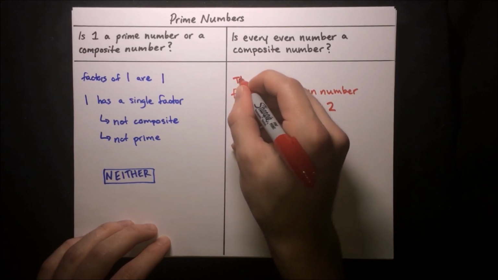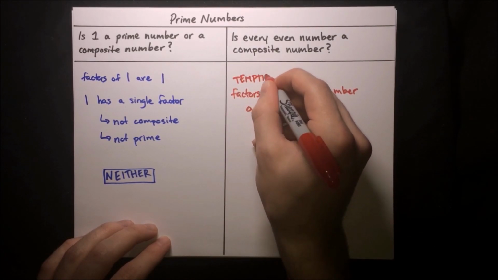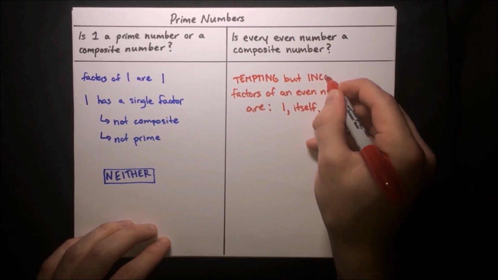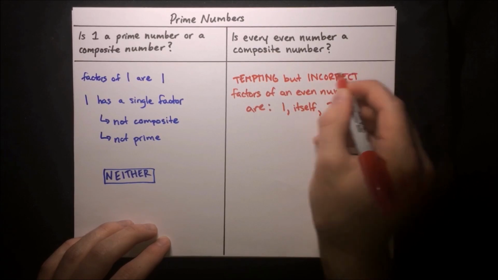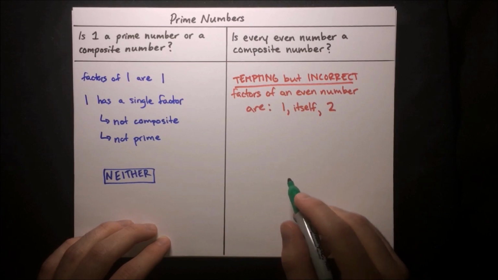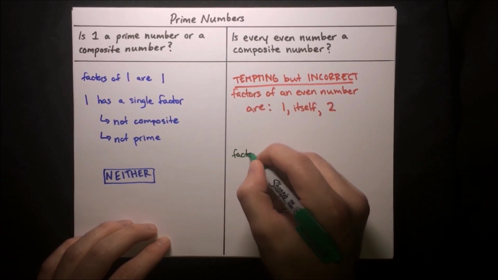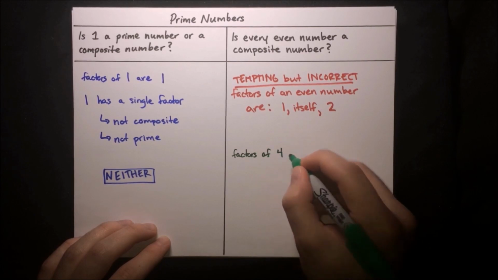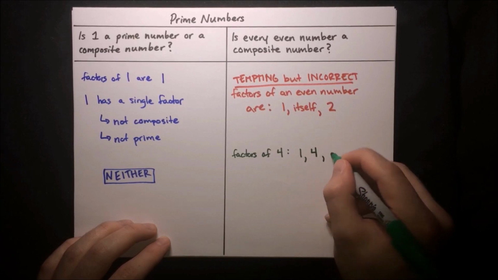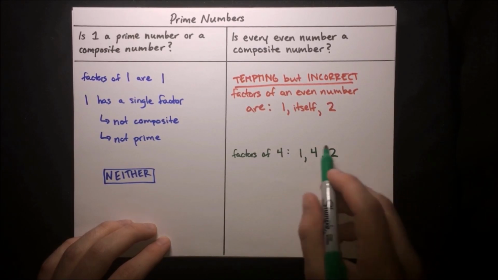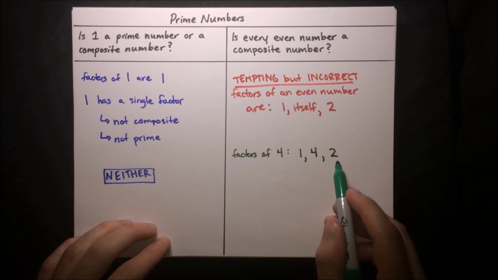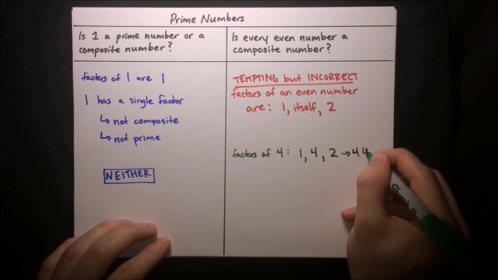So this is a tempting line of reasoning, but it's incorrect. To see why it's incorrect, why don't we work a couple examples? First of all, what are the factors of 4? Well, according to this, it's 1, 4, and 2. So there's 3 factors right there, and that makes it a composite number. So yes, I'd agree that 4 is a composite number.